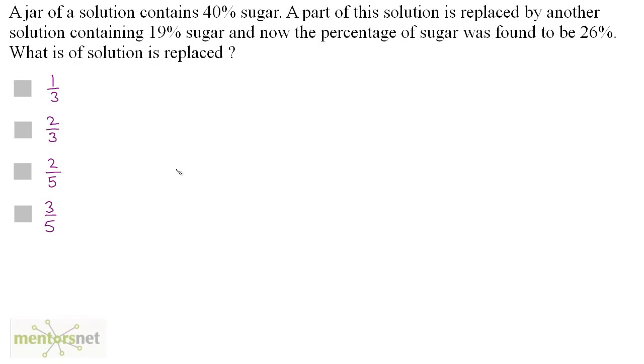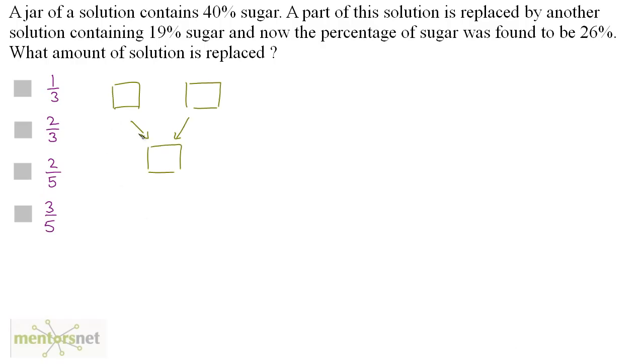A jar of a solution contains 40% sugar. A part of this solution is replaced by another solution containing 19% sugar. And now the percentage of sugar was found to be 26%. What amount of solution is replaced?